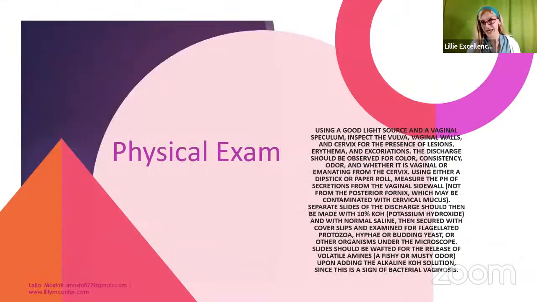But in the physical exam, using a good light source and a vaginal speculum, inspect the vulva, vaginal walls, and cervix for the presence of lesions. You can find lesions or the presence of erythema or excoriations. The discharge should be observed for color, consistency, odor, and whether it is vaginal or coming from the cervix.